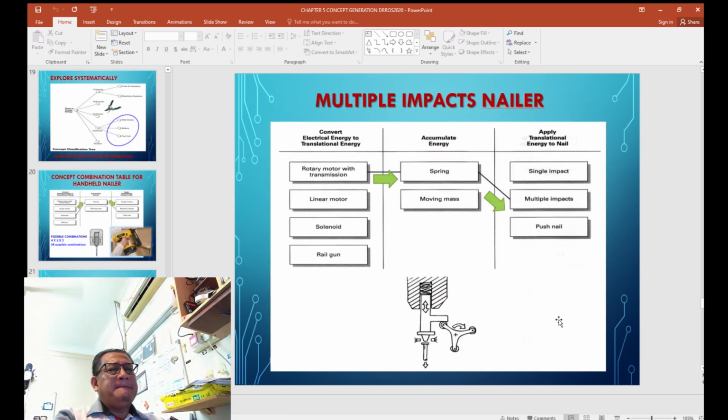Or you could consider a multiple impact nailer in which a few punches hit the nail so that the nail will go into the wood. For example, use a rotary motor transmission like this. The motor will rotate and the spring will be wound inward to keep the energy, and later the spring releases energy with this latch, and multiple impact is delivered to the nail with first punch, second punch, and third punch. So there is another concept of how to deliver the roofing nailer machine.